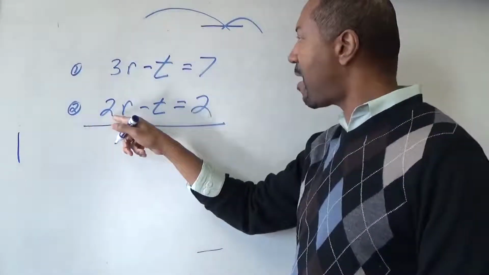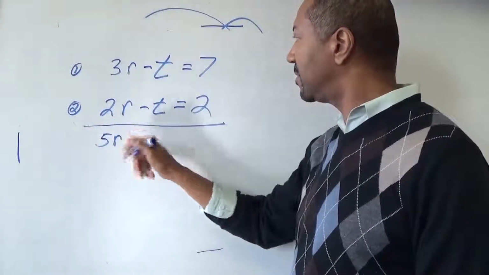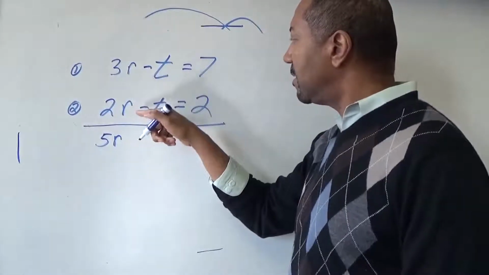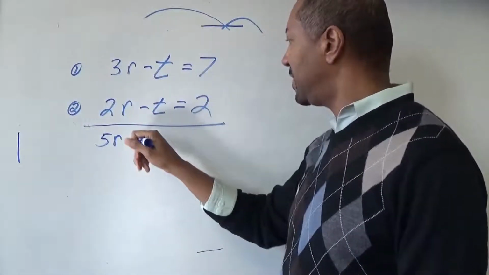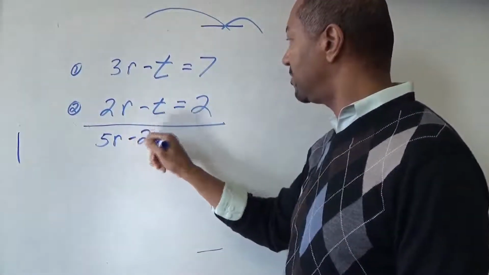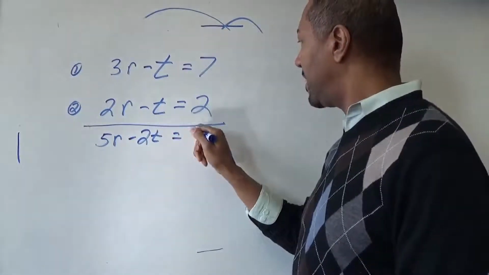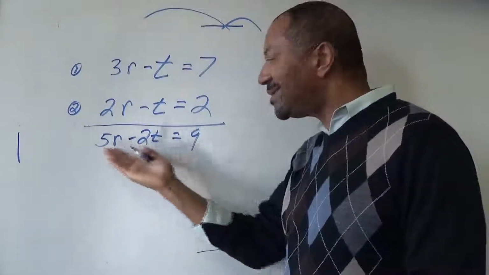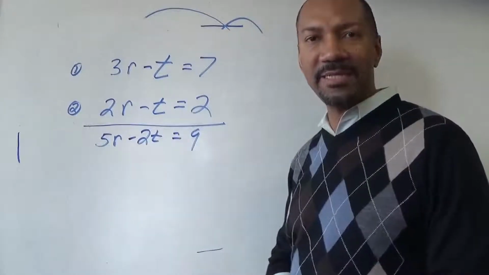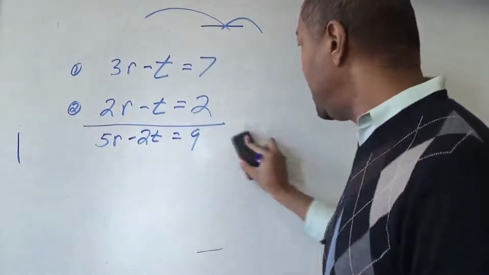3r's plus 2r's would give you 5r's. Negative t plus another negative t is going to give you negative 2t. And that's 9. And look at that. We still have both variables to contend with. So we need to do a move.